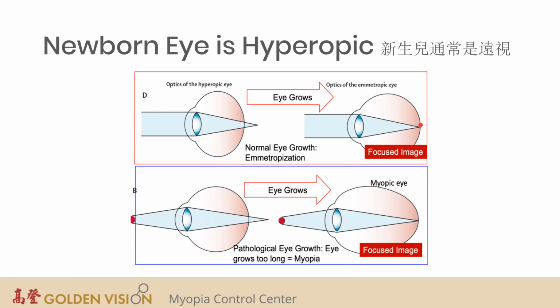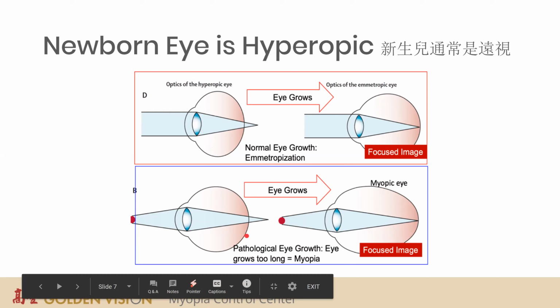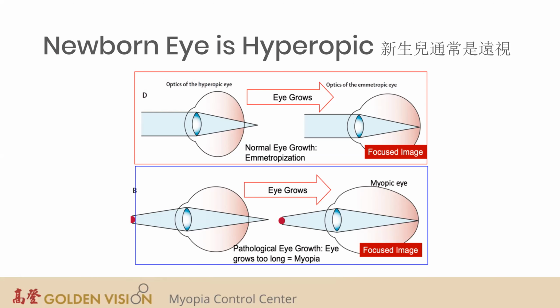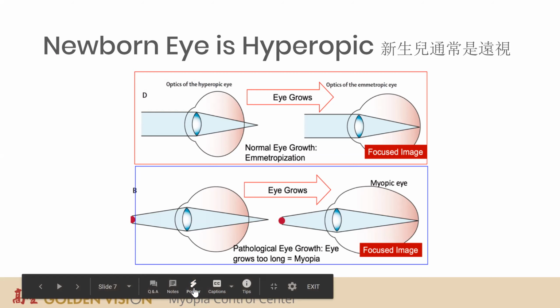This process is called emmetropization, which is a normal eye growth. The other is a pathological growth of the eye growing too long, which is very common in Asia. The eye is growing too fast. When you're born, the eyeball is too short, but then it overgrows past the normal stage. So during the teenage years, the eye becomes too long and becomes nearsighted.